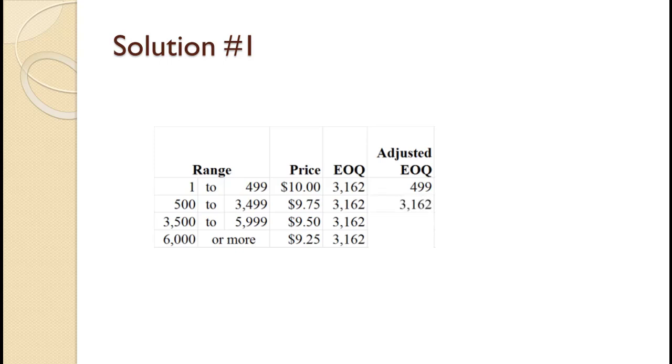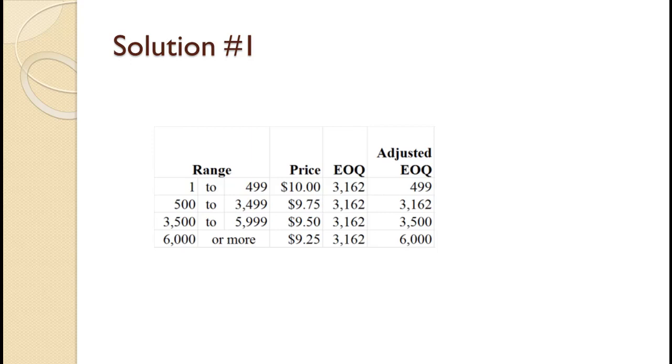For the second price category, 3,162 is completely valid, so we will leave it as is. With fixed holding cost, Q will be feasible in exactly one price category. For the third price category of 3,500 to 5,999, you cannot order 3,162 and pay $9.50. The closest to 3,162 that you can order and pay $9.50 is 3,500. So, that is our adjusted Q value. For the fourth price category, we must adjust Q to 6,000.